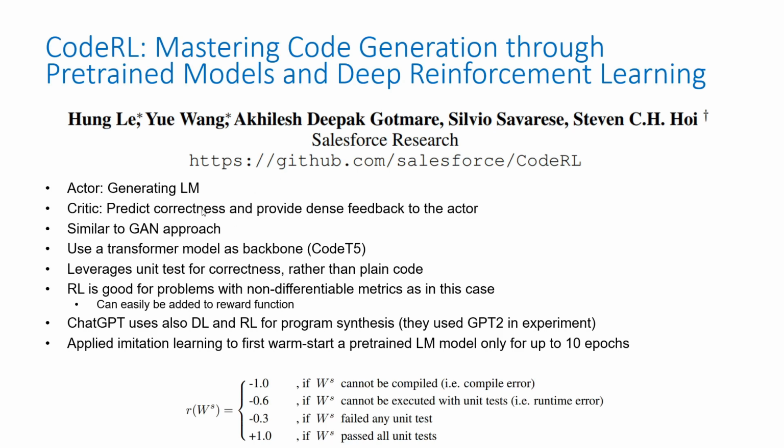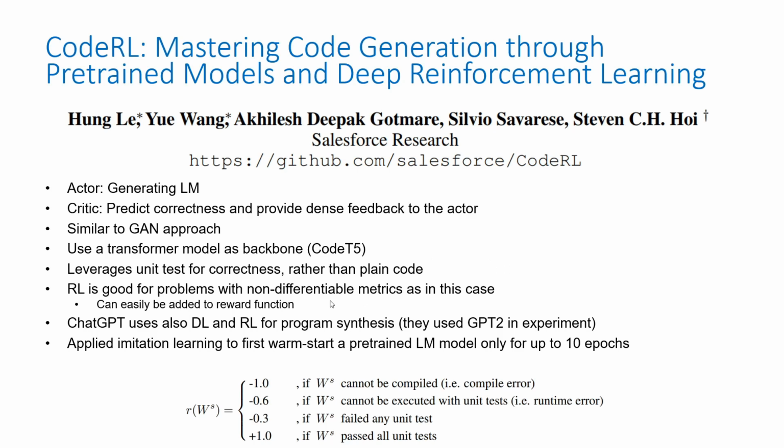And for the critic, it is going to provide feedback on correctness to the actor, and like the one from Virginia Tech, it is going to leverage unit tests for correctness. It's like a test-driven development strategy, and as we have seen in reinforcement learning problems, for this type of problem where you have metrics that are non-differentiable, reinforcement learning is a good solution, because if they were differentiable, then probably supervised deep learning training would be good enough.